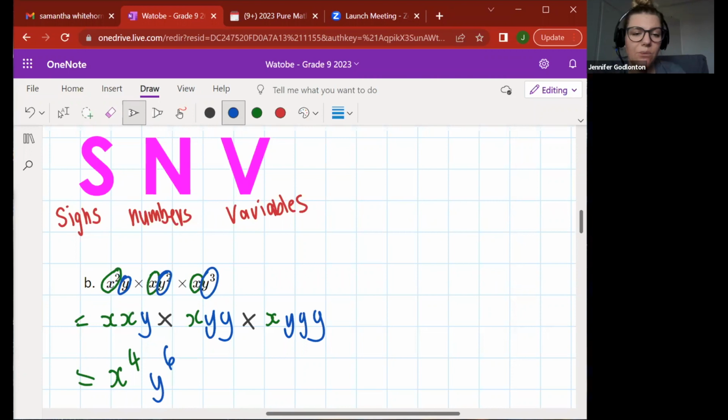Okay. And then when we're talking about signs, numbers, and variables, in this case, all of mine were positive, so I didn't need to worry about my signs. I wasn't multiplying anything by a negative. I didn't have any constants, so I didn't have any numbers before my variables that I needed to worry about. And then when we're looking at variables, you need to look at each base. So in this case, I looked at my x and I added up all of its exponents, and then I looked at my y and I added up all of its exponents.